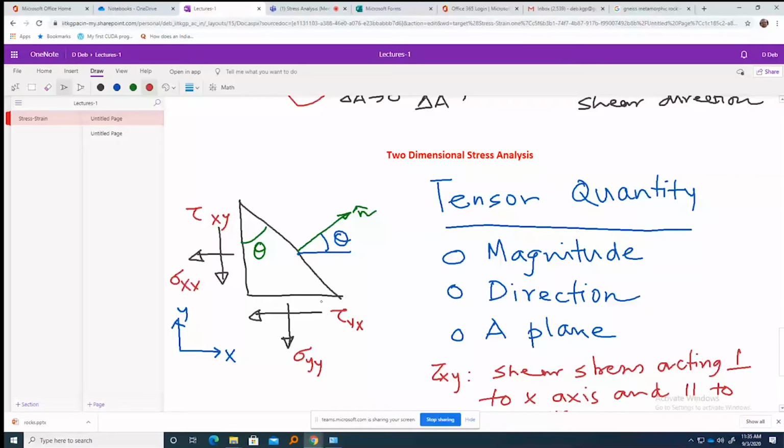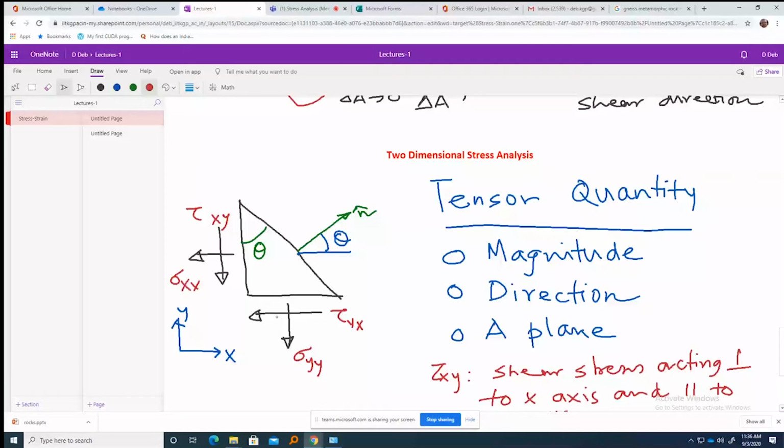Similarly, in the horizontal plane, there will be a normal to that plane. Right now, do not see these values, just see these. So these are the 2 stresses acting per plane. One is normal, one is shear. Now, if it becomes 3D, I will come to that later, then there will be one normal and 2 shear stresses. And in 2D, there will be one normal and one shear stress.